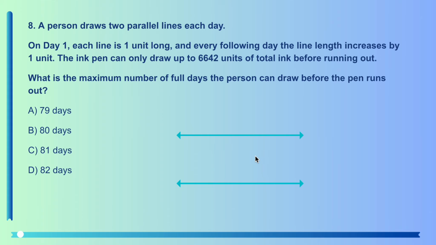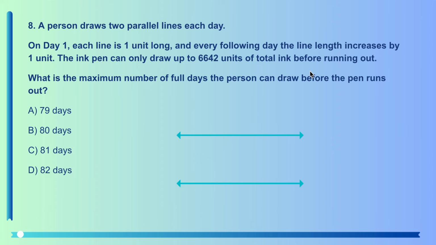So we've got the first day, we've got 2 units, 1, 2. The second day, 2, 2, that's 4. The third day, 3, 3, that's 6. The fourth day will be 4, 4, that's 8, and so on. So the total units are 6642, and the pen is going to run out. There will be no more ink then.